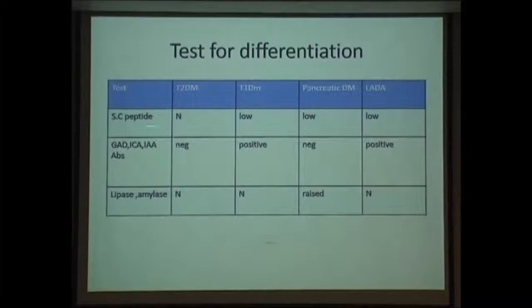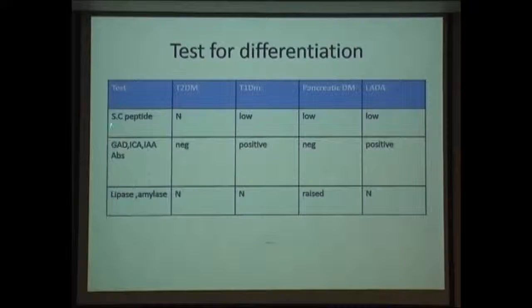So we have the C-peptide, the antibodies, the GAD antibodies, the islet cell antibodies, and insulin autoantibodies. And then you have lipase and amylase as markers of pancreatic function. So these are the tests which, if positive, can confirm the possible diagnosis. If they are negative, they may not rule it out. So it is worth doing this.